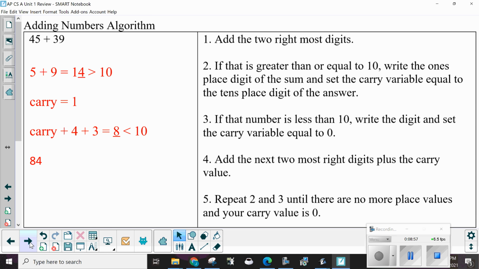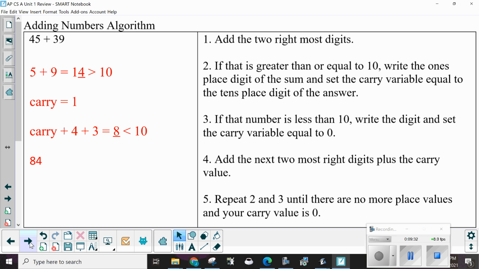Adding numbers algorithm. Add the 2 rightmost digits. So I've got 45 plus 39. So that means 5 plus 9 equals 14. If that is greater than or equal to 10, write the ones place digit of the sum and set the carry variable equal to the tens place digit for the answer. Number 3, so we've got carry is equal to 1. Now, if that number is less than 10, write the digit and the carry variable is equal to 0.